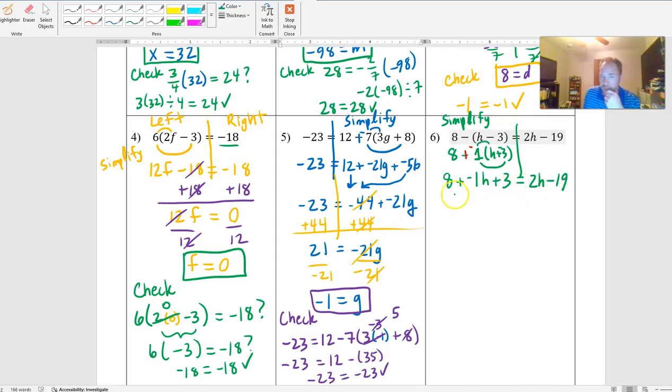We're going to distribute a negative 1 here, so it'd be 8 plus negative 1 times h is negative 1h, and even if you slash that minus 3 plus negative 1 times negative 3, that's going to be plus 3. And the 2h minus 19 is hanging out on the other side. I can do a little more simplifying here. The 8 and the 3 together, that's 11. 11 plus negative 1h equals 2h minus 19. So that's all the simplifying I can do without canceling things.